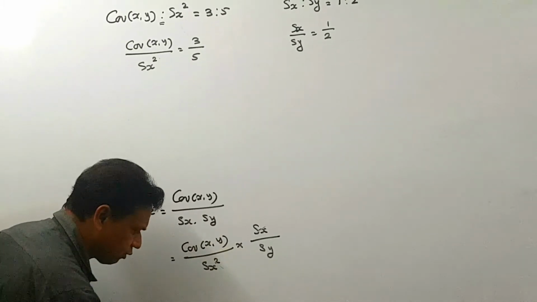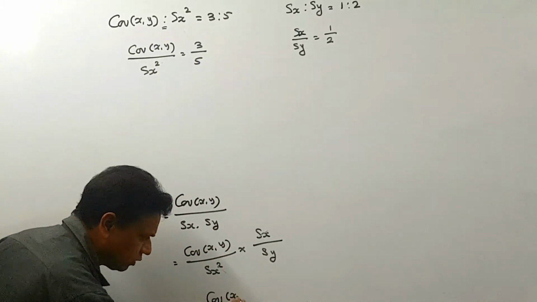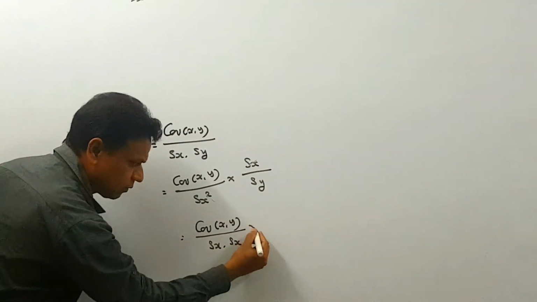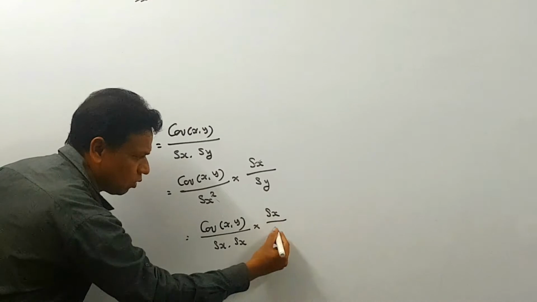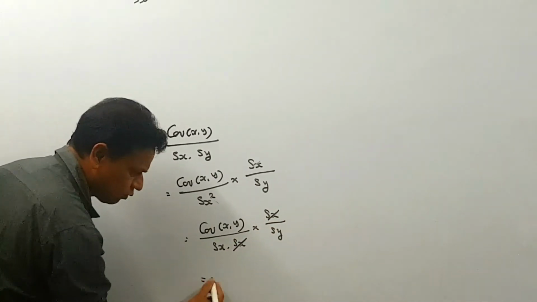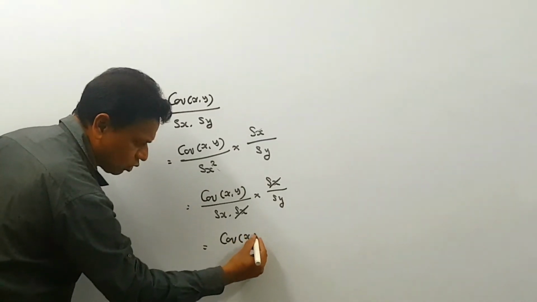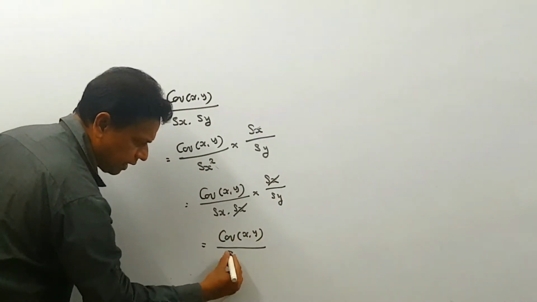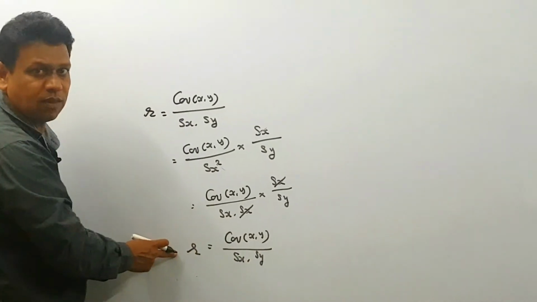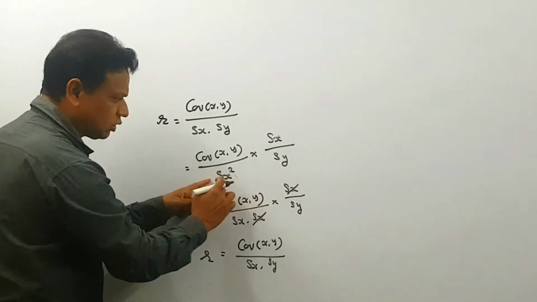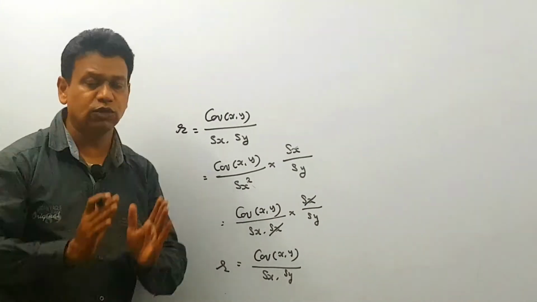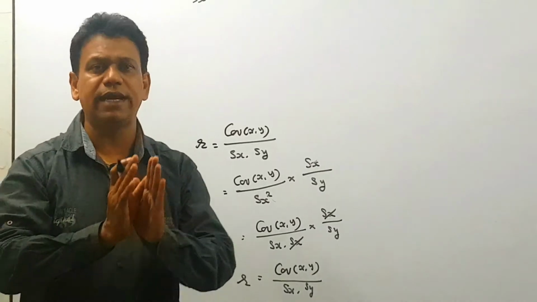Or I can apply the formula covariance of xy divided by Sx into Sx into Sx upon Sy. So here Sx and Sx cancel. What happens? Covariance of xy divided by Sx into Sy, which is known as R. So simply the product of these two things becomes our answer. It's very simple. You just have to use your mind slowly and gradually.